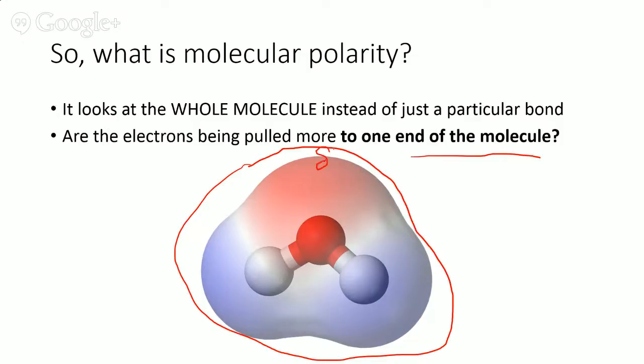And you can see in this illustration that up here is more slightly negative, and then over here would be slightly positive. So this would be an example of a polar molecule. You've got a negative pole and a positive pole down here. Perfect. That makes it a polar molecule.